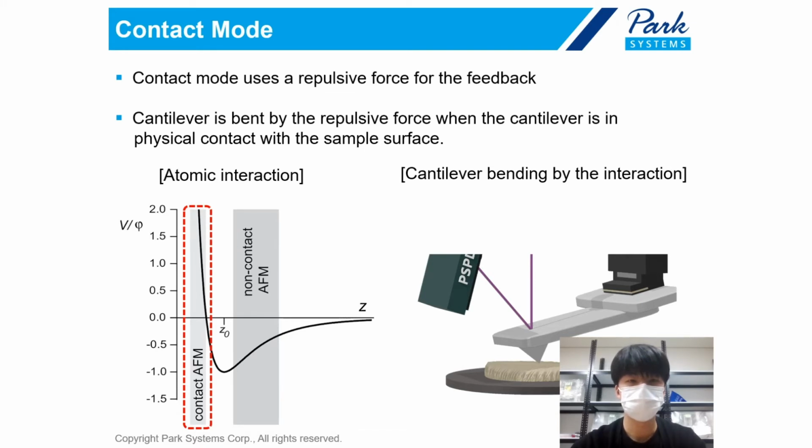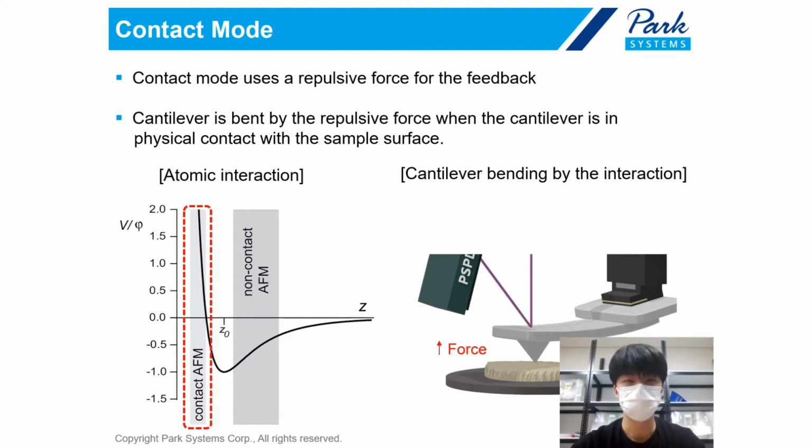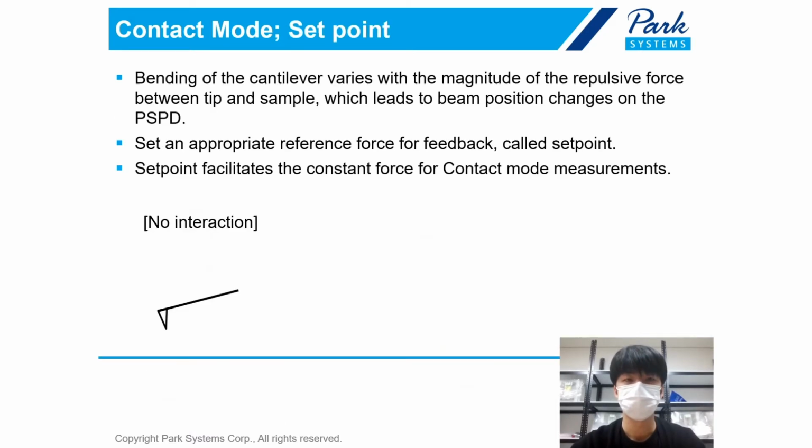So first, contact mode. Contact mode uses the repulsive force for the feedback. When the tip has physical contact with the sample, the repulsive force is applied on the tip, then the cantilever bends because of it. So the position of the laser dot gets higher than that of the initial state. So in contact mode, the bending of the cantilever varies with the repulsive force change between the tip and sample, which leads to a change in the position of the laser dot on the PSPD.